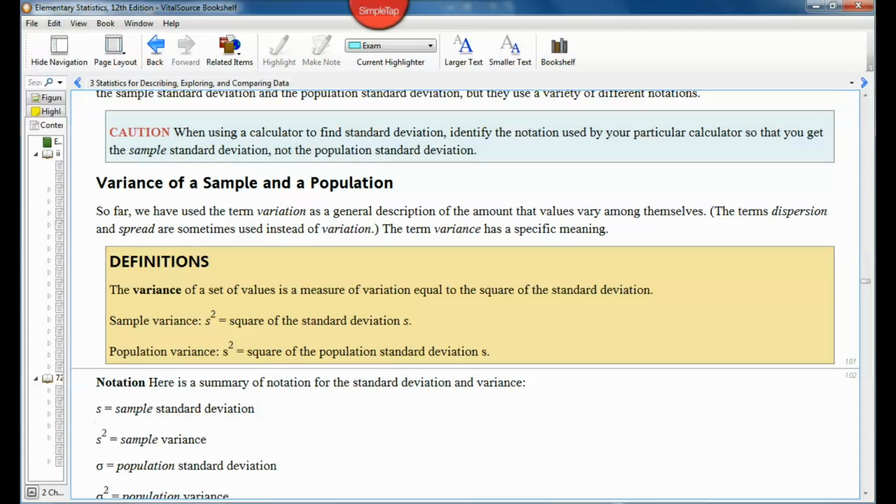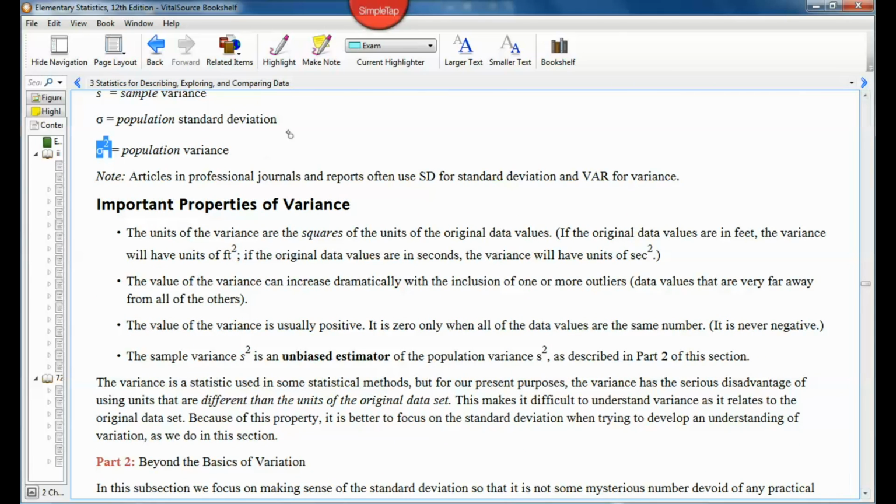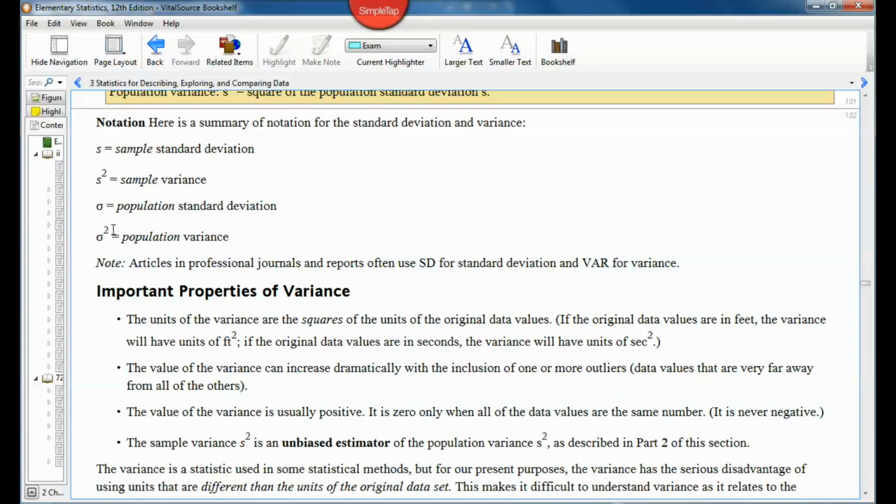All right, I told you earlier that variance was something else that we could calculate easily if we find the standard deviation. The variance of a set of values is a measure of variation equal to the square of the standard deviation. So a sample variance would be s squared. Population variance, again, there's another typo in this book. That should be sigma squared. All right, there it is. Population variance, sigma squared.